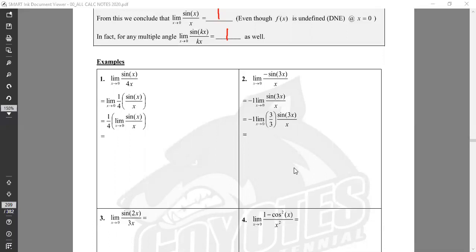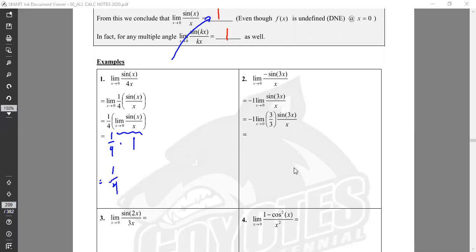When we started this course and first started looking at limits, we said, okay, the limit of a constant times another function is going to be equal to the constant times the limit of that function. And so essentially, we're pulling 1/4 outside of the limit. It doesn't have an effect on what the limit is. So we bring that 1/4 out front. This just ends up being 1/4 times 1.